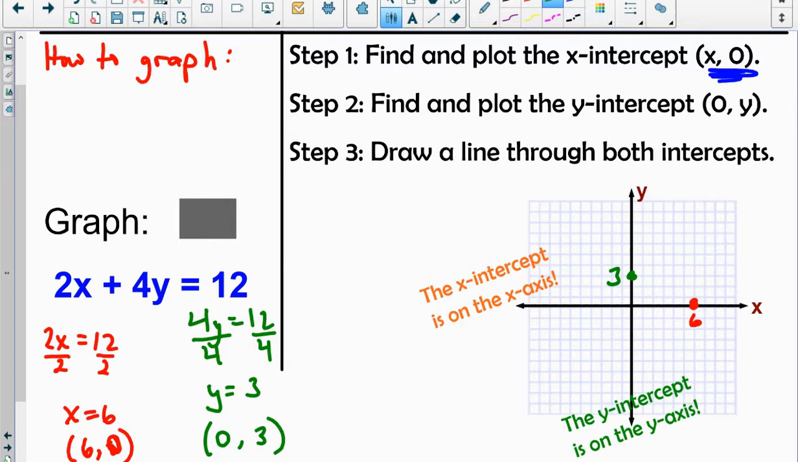I now have 2 points, and from last year in geometry, hopefully you remember that you can make a line with any 2 points. Just remember to put arrows at the end. And that's how we graph a standard form equation using the intercepts. If you need to, pause the video to copy any of this down.